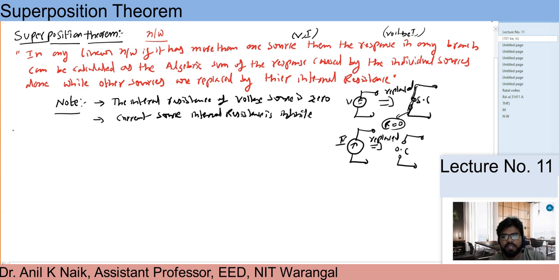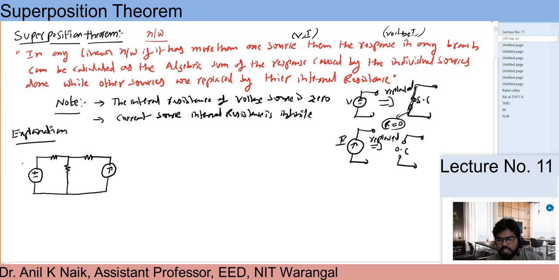By seeing the statement, we may be a little confused, so in order to understand it, we need to go with an explanation. For this, I'm taking a very simple network which consists of two sources, a voltage source as well as a current source, something like this. This is V, this is R1, this is R3, this is R2, and this is my current source.